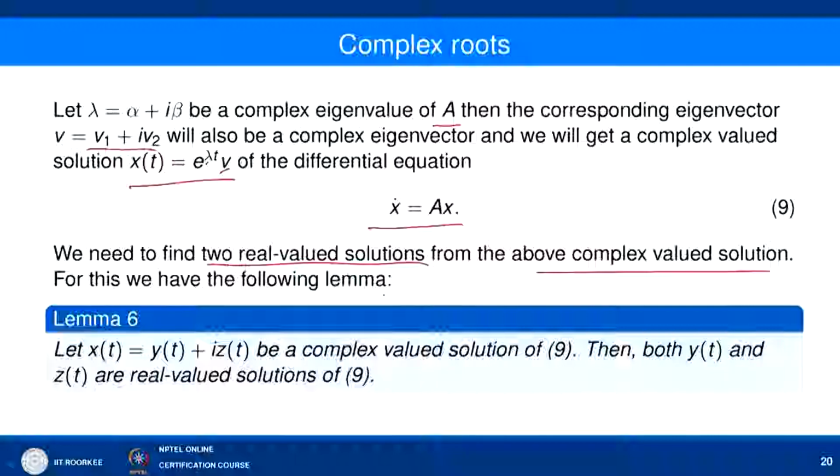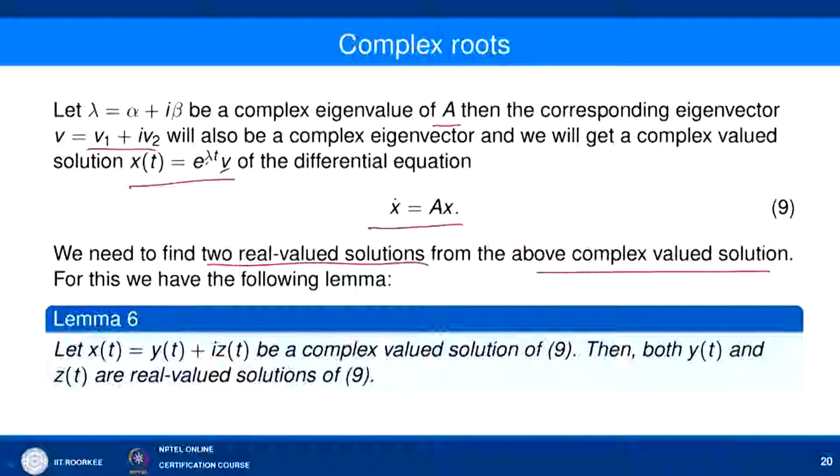So we have the following lemma. Let x(t) = y(t) + i z(t) be a complex valued solution of x' = Ax. Then both the real part and the imaginary part are real valued solutions of (9). So we have x(t) = e^(lambda t) v as a solution, and since it is a complex solution, I can write it as y(t) + i z(t), where y(t) is the real part of x(t) and z(t) is the imaginary part. Then this lemma says that y(t) and z(t) are two real valued solutions of (9), and we can also prove that they are linearly independent solutions.